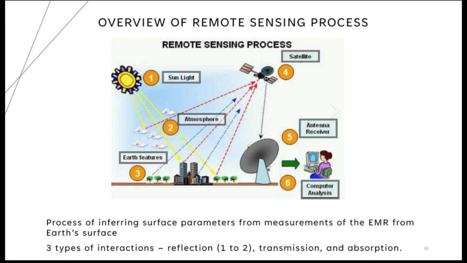Reflected energy will be reflected and sensed by the satellite sensor, number 4. In passive remote sensing, we follow this path. I'll get into active and passive remote sensing later, but this process includes passive remote sensing as well. So the reflected signal from the Earth's surface is going to be sensed by the satellite sensor to be recorded as a measure. And then this recorded measure will be sent to the ground station to be processed. So that's number 5. After looking at this graphic, we can conclude remote sensing is inferring surface parameters like vegetation height or canopy from measurements of the EMR from Earth's surface.